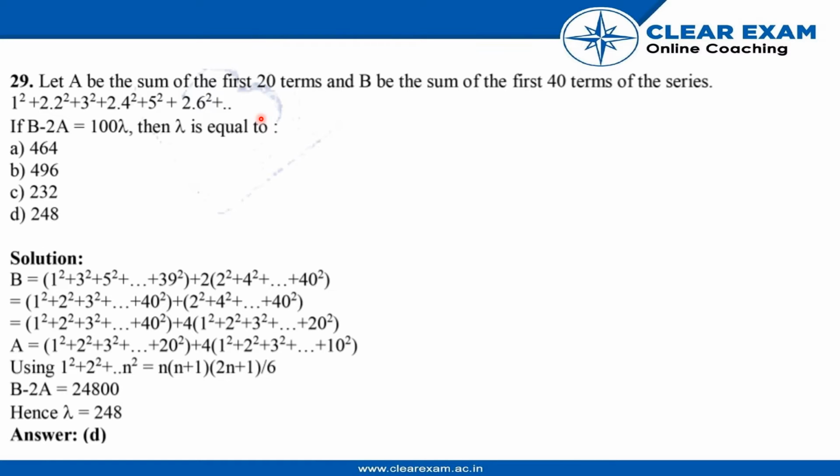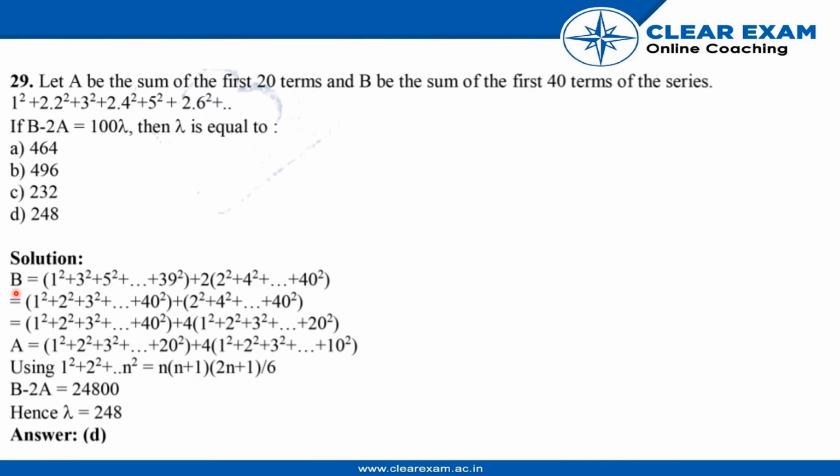Correct? So the solution would be simple. First we find the sum of the first 20 terms for A and the first 40 terms for B, subtract, and divide by 100 as per the given procedure. Now how do we find the sum? That's the main part, right? So let's discuss first for B.